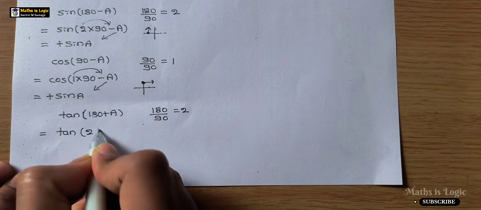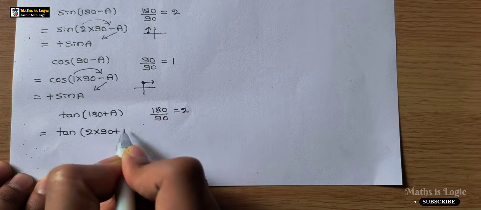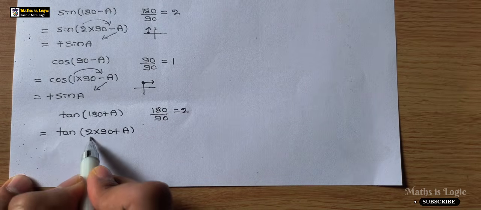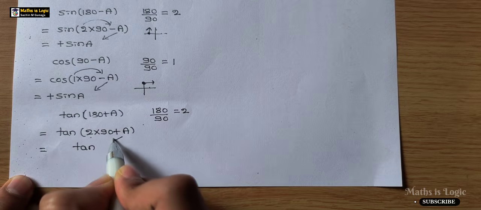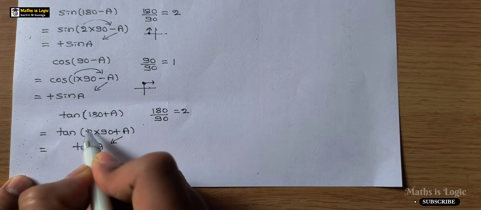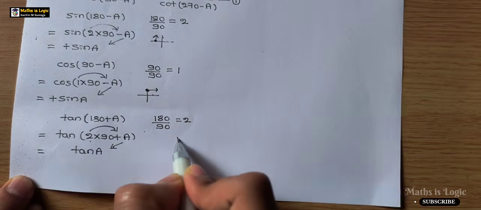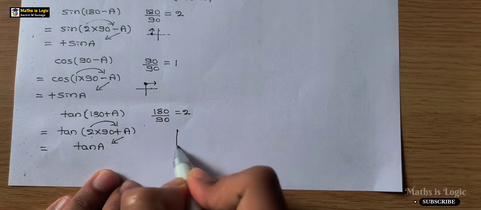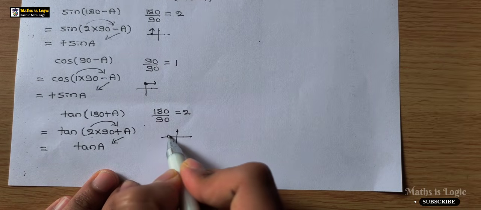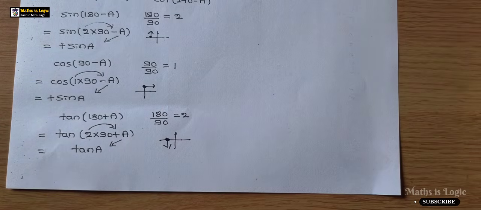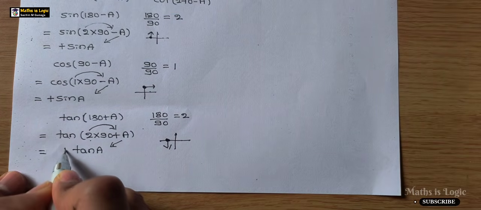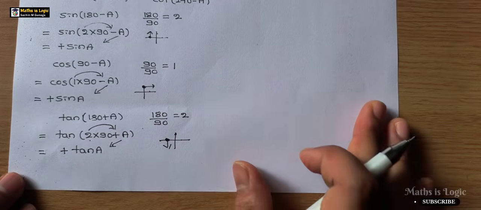Tan 2 into 90 plus a. Because of even number, tan remains tan. Keep a as it is, rotate 2 plus. So 0, 1, 2 plus means third quadrant. We know in the third quadrant tan is positive. Therefore it is plus tan theta.